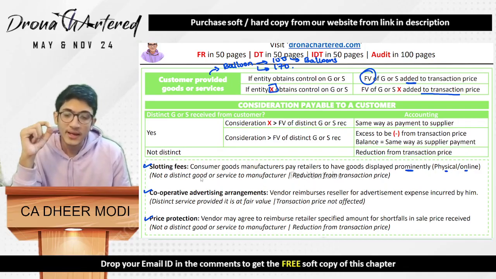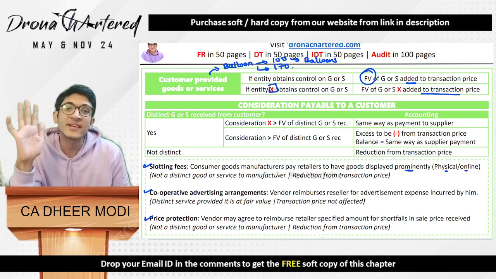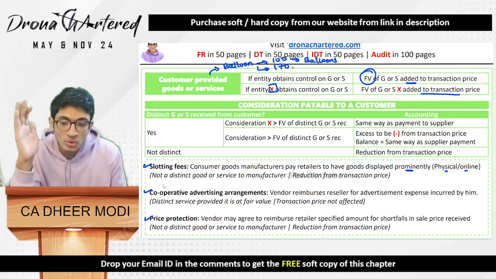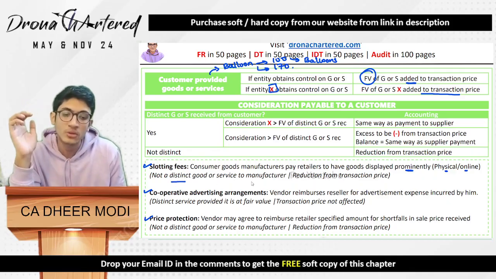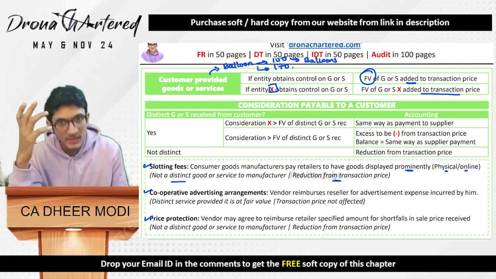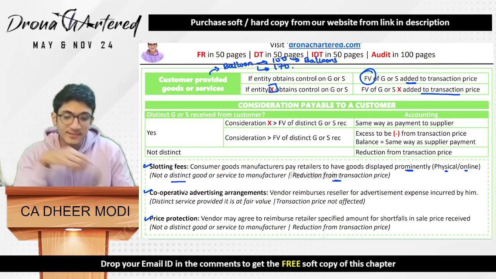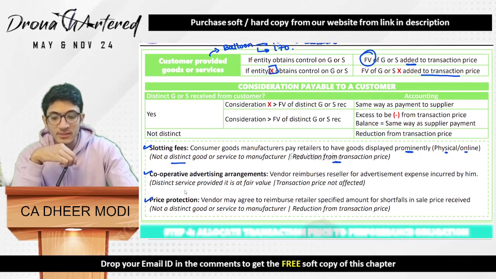So basically what happens, this service that the retailer provides to the manufacturer is not distinct. It is related to your own goods. So it is not a distinct good or service to the manufacturer, and it is a reduction from the transaction price. Okay. Next is the cooperative advertising arrangements.